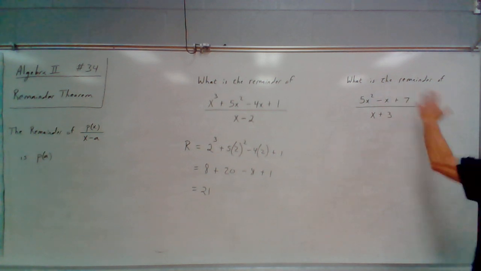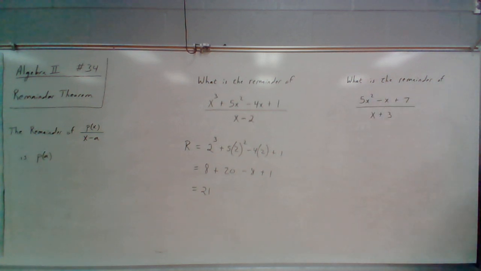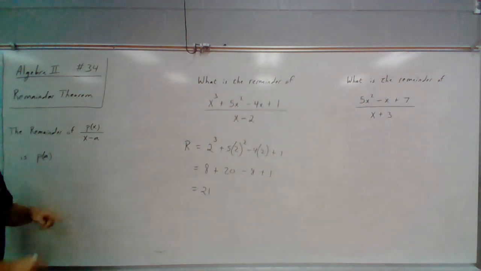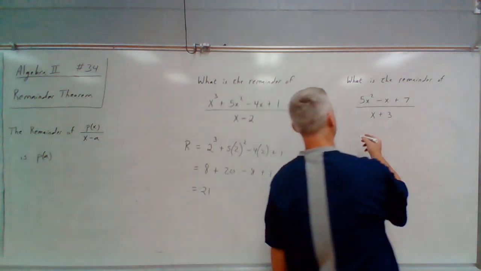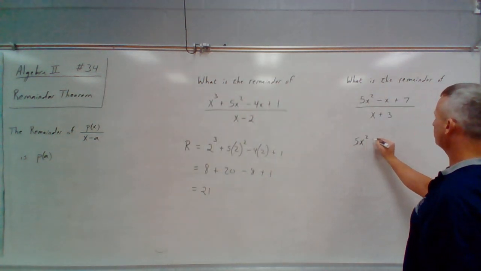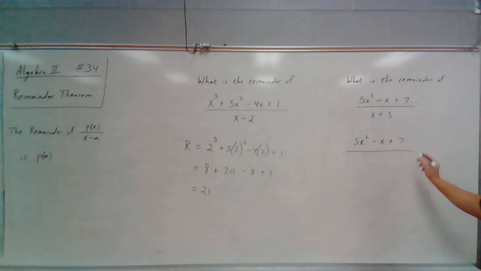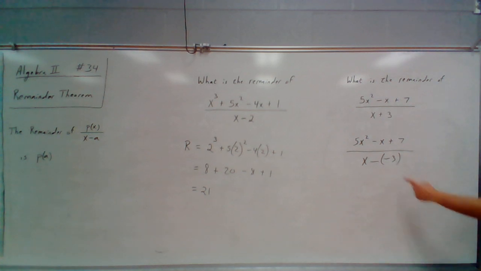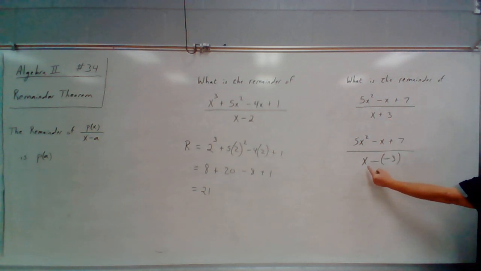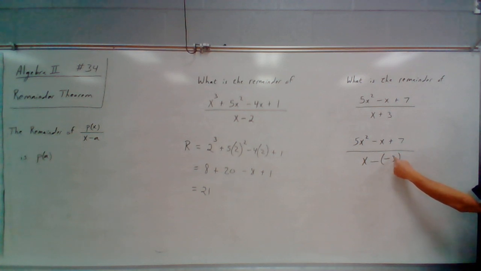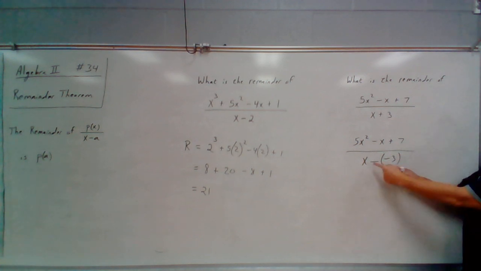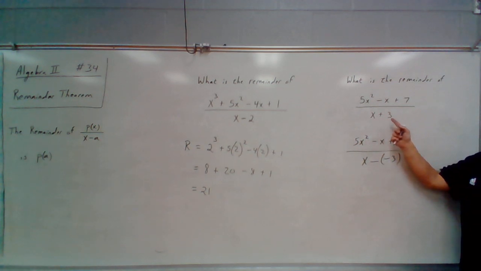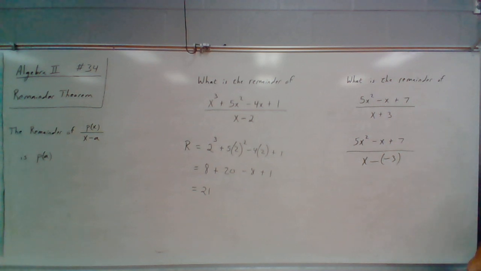All right, another example. What is the remainder of this polynomial divided by x plus 3? Notice the remainder theorem says that you have to divide by x minus a. But we can rewrite this like this: I have 5x squared minus x plus 7 divided by x minus negative 3. Minus negative 3 is the same thing as plus 3. So now I have x minus a, and my a is negative 3. You don't really have to do this. All you have to understand is that your a is the opposite of this number. So if it's plus 3, my a is going to be negative 3.